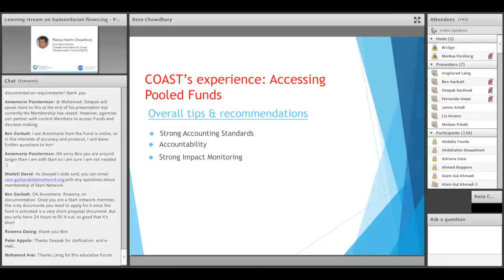Because at the end of the day, who will give the money, whether it is UK aid or Danida, they have some accountability to their taxpayers, to their own government systems. So these are my experiences in respect of pool funding in Bangladesh.